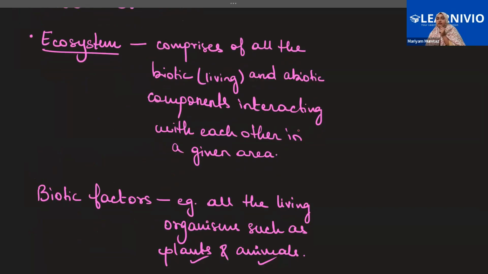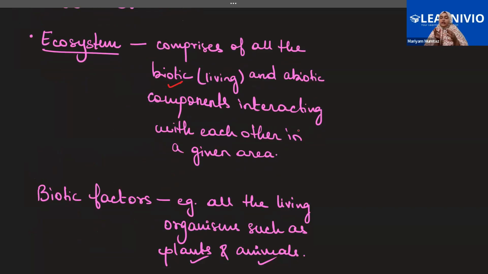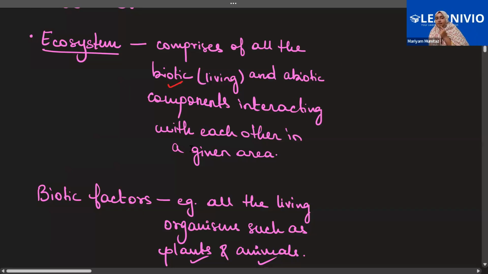Talking about what an ecosystem is. An ecosystem comprises all the biotic, which is the living component, and the abiotic components interacting with each other in a given area. For example, a forest has tall trees, grasses, and so many birds and animals. All of them live in an integrated way, interacting with each other in that given area. So that is the ecosystem for you.